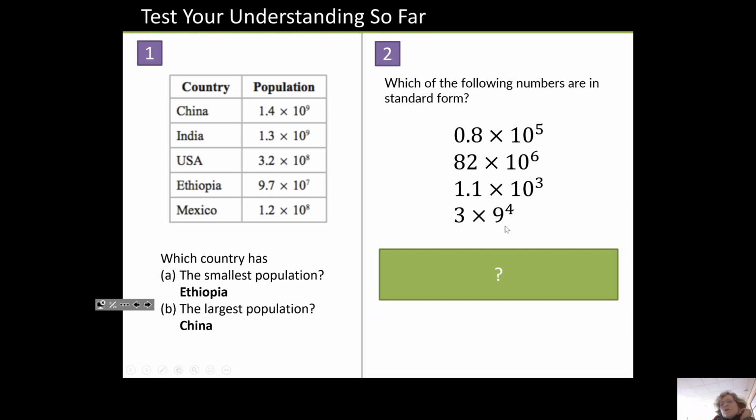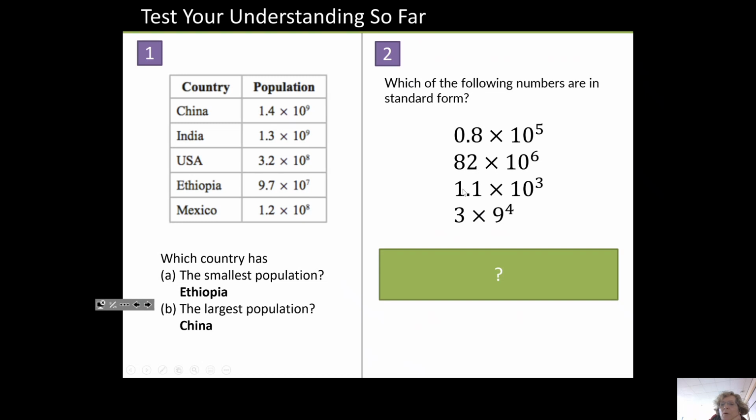Okay. Question 2 is just asking you to look at numbers which might not be in standard form. If we look at the first one, 0.8 times 10 to the power 5, it's not in standard form because 0.8 is not between 1 and 10. And the same is true for 82 times 10 to the power 6. 82 is too big. That first number should be between 1 and 10.